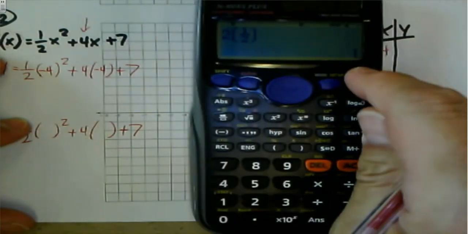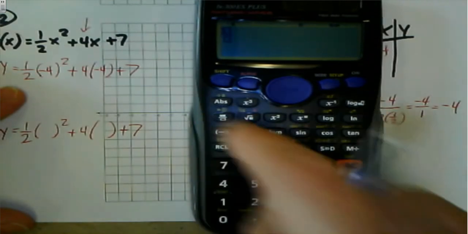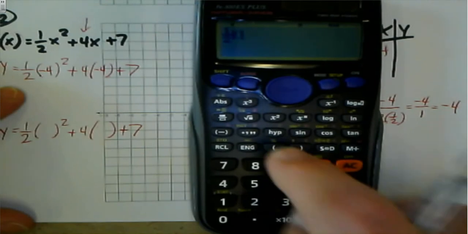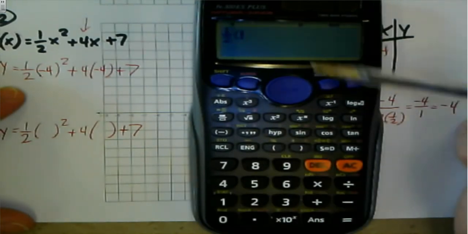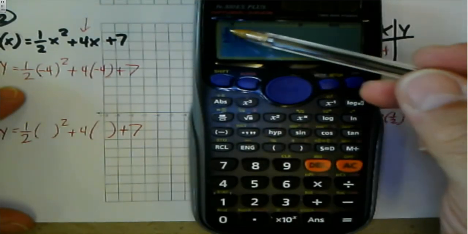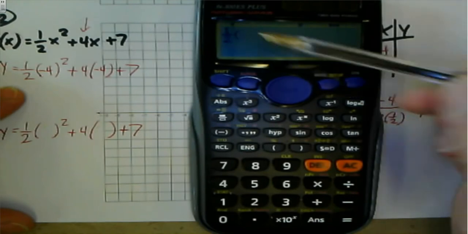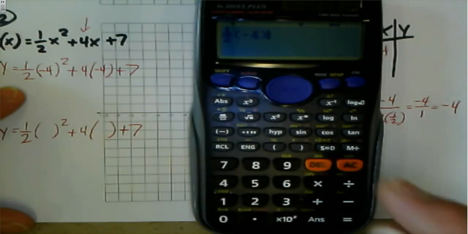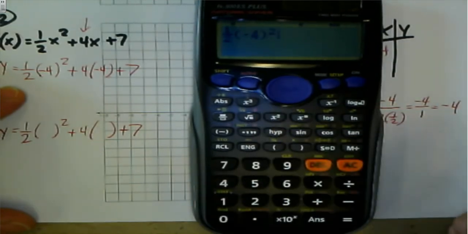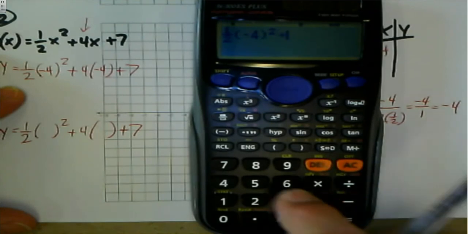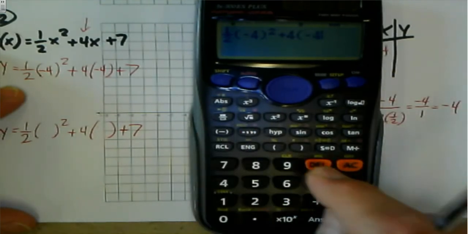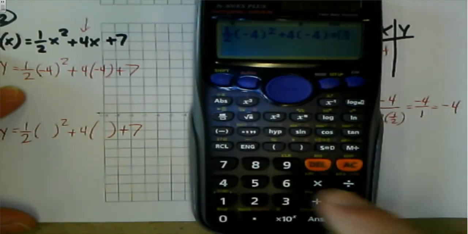Then we can just enter it in our calculator. Half. Notice that I put the half, I pushed right, I did the 2 or the 1, pushed right, did the 2, pushed right, put the parenthesis. And then this is negative 4, don't put minus 4. Then square it. Plus 4, that's negative 4. Plus 7. And we get negative 1.